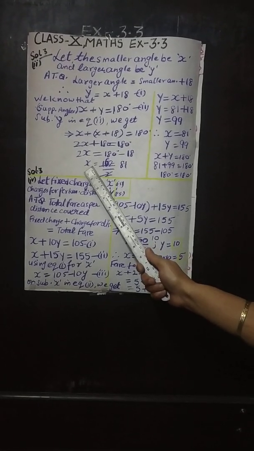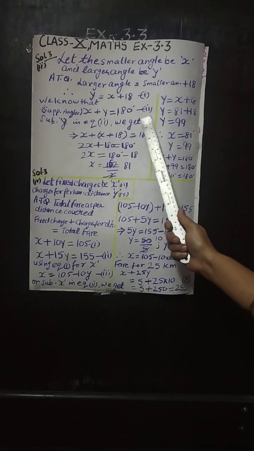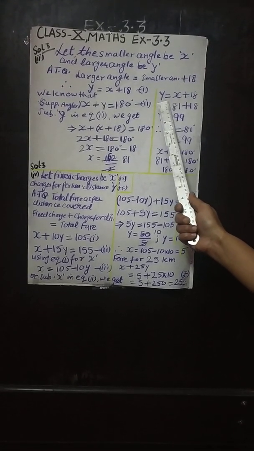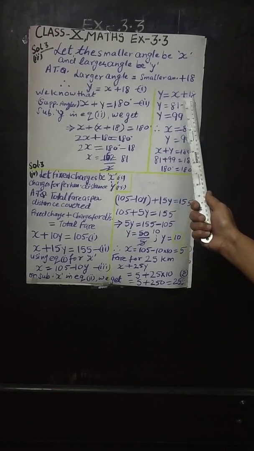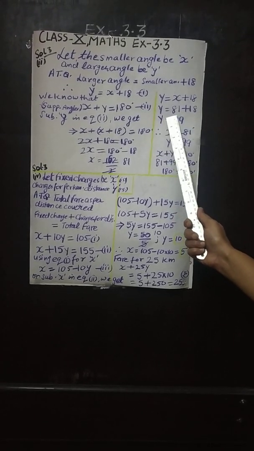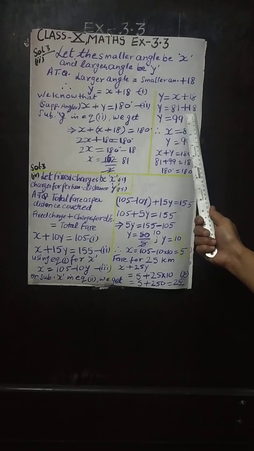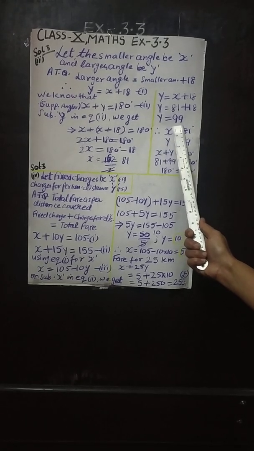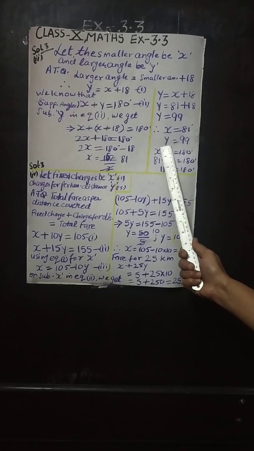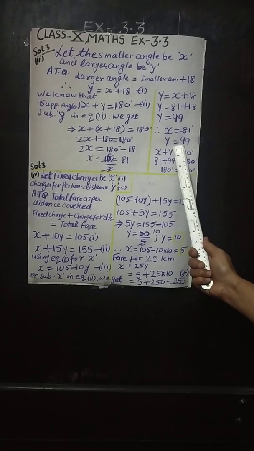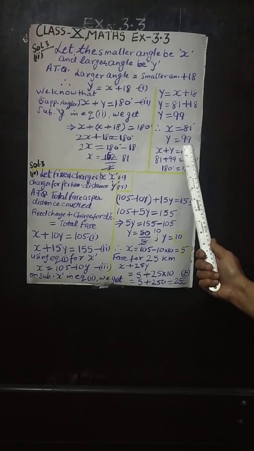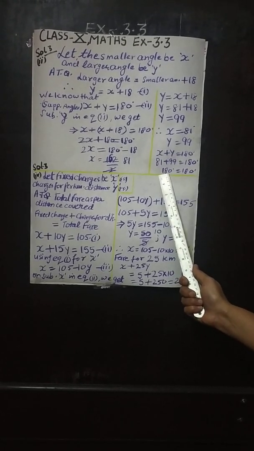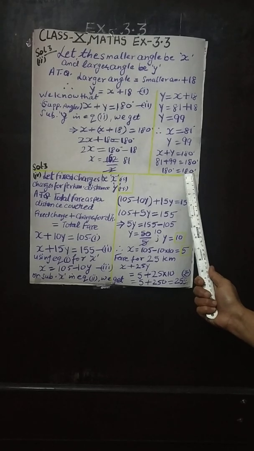Now this value of x can be substituted to find y. Sorry, in equation 1 we have to substitute here. So y is equal to x plus 18 is the first equation. So y is equal to x, we have got 81. 81 plus 18 is equal to 99. So we have got y as 99. So the smaller angle is 81 and the larger angle is 18 greater, 18 plus 81, which will be 99. So in this way we can check this, and here the sum of x and y is coming 180, so it is verified. So this is the second part.